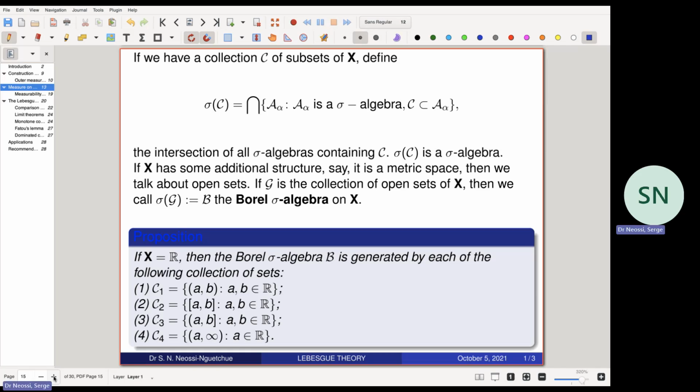If capital X has some additional structure, a structure of a metric space, for instance, or a topology. A metric space is a topology, we saw that. Then we can talk about open sets. Now, if we denote by calligraphic G the collection of open sets of X, then the sigma algebra generated by G will be denoted by B, or calligraphic B. Such a sigma algebra generated by a topology is called the Borel sigma algebra of X.